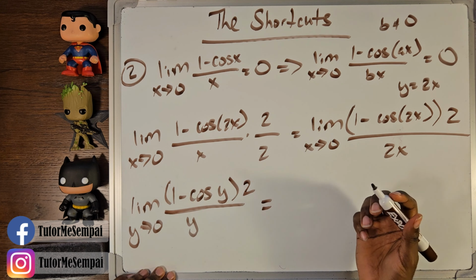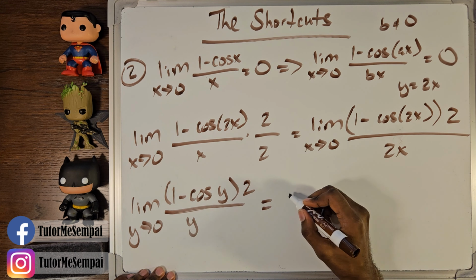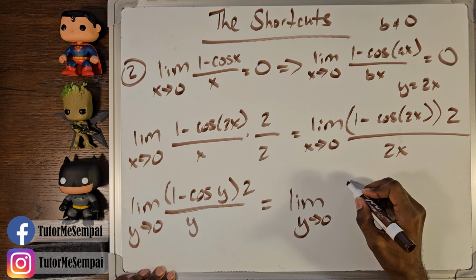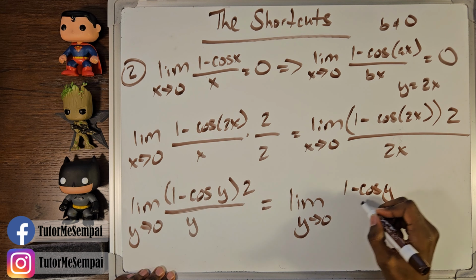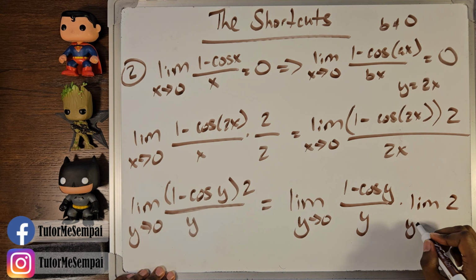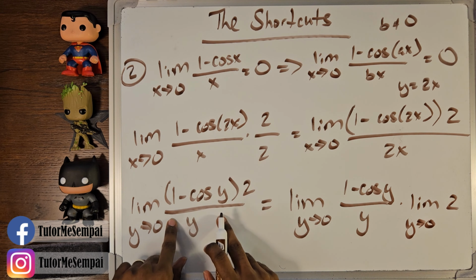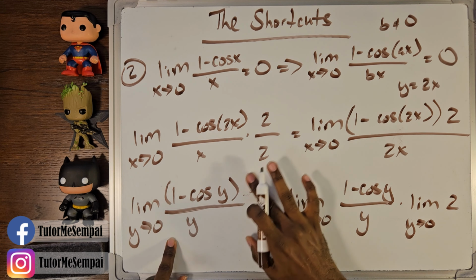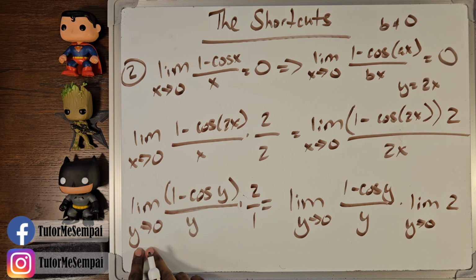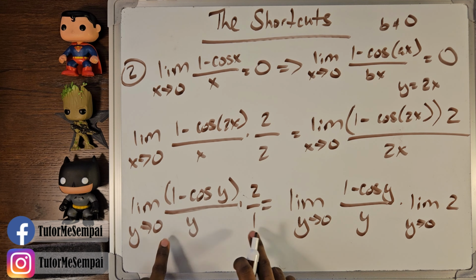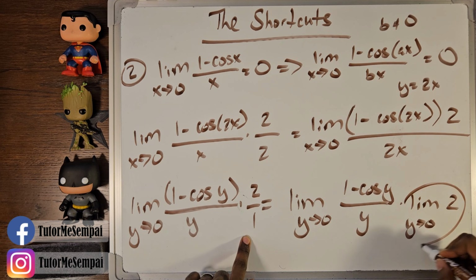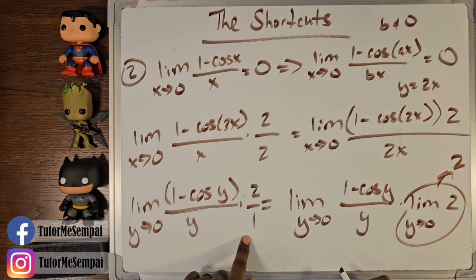And you know that your limits, you can break them out this way. The limit as y goes to 0 of 1 minus cosine y over y times the limit of 2 as y goes to 0. You're finding the limit of each part. This 2 can easily be rewritten as 2 over 1, breaking it up. So the limit of all of this is going to be the limit of this times the limit of this. That's what you got here. And we know that this is going to be 2. All of this goes to 2.